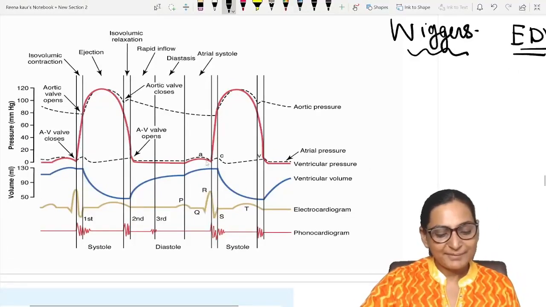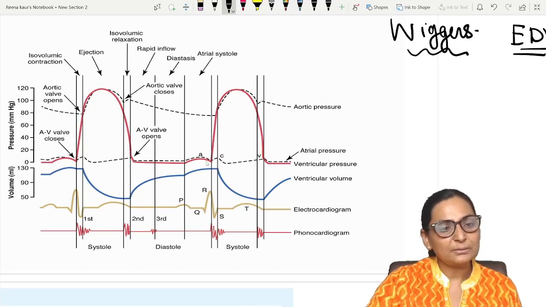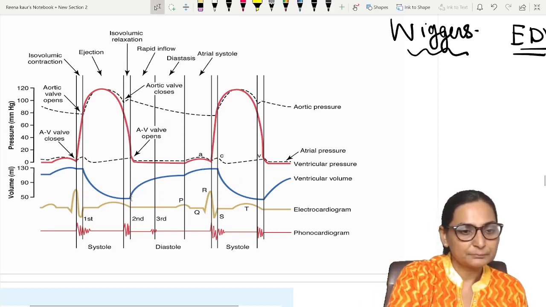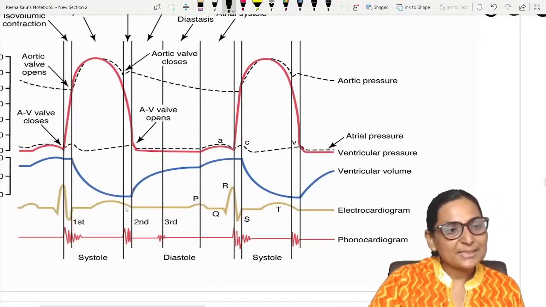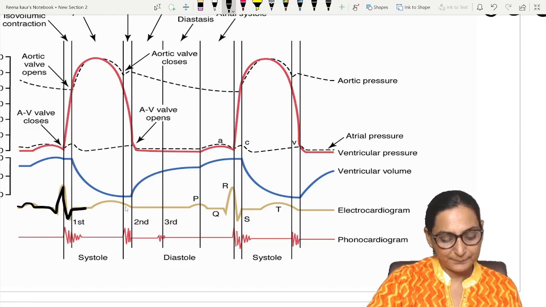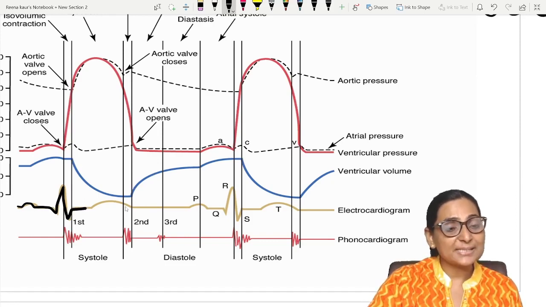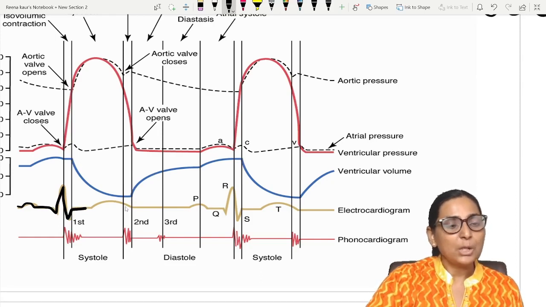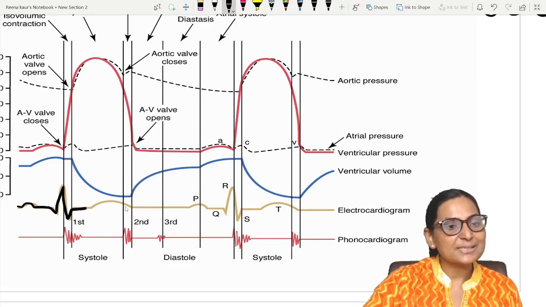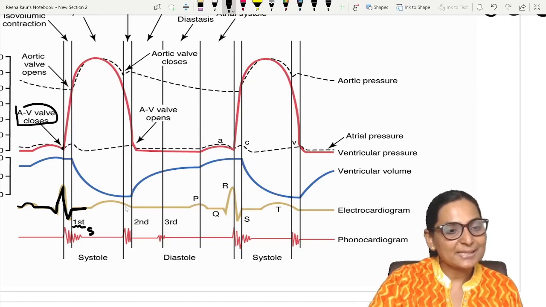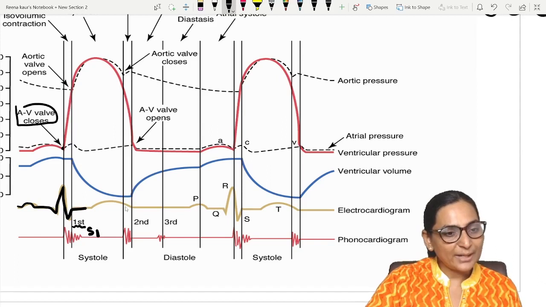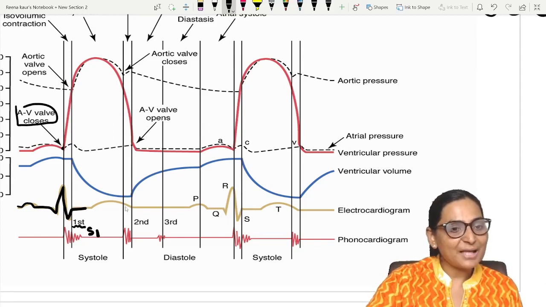Now, whenever you study the Wiggers diagram, always begin with the ECG. This is the rule of the diagram, that always begin with the ECG. Right. Now you see the P wave, and this is the QRS complex, which means that there is ventricular depolarization. We know that when there will be ventricular depolarization, the ventricles will contract. That is, isovolumetric contraction is beginning at this point where you are getting the closure of the AV valves, which is coinciding with S1. So, ventricular depolarization, rise in the pressure with the closure of the AV valves, S1.